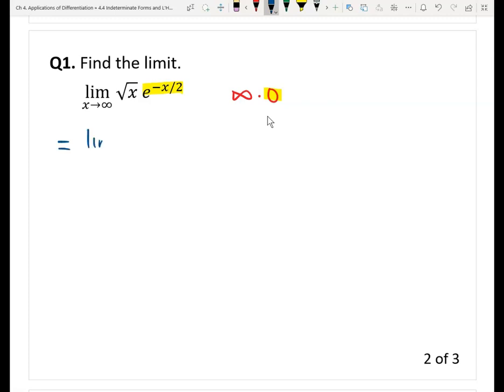Therefore, we have x approaching infinity. What we have left on the top is square root of x, and the denominator is still an exponential, now a positive exponential. What is the form this time? It is infinity over infinity. So what do we do? We can use L'Hopital's rule now. So I am going to use L'Hopital's rule.